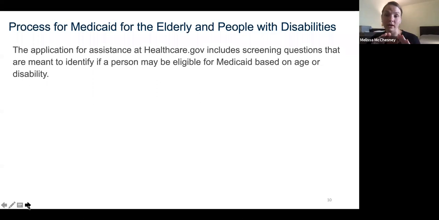Also at healthcare.gov, it's not going to stop them from enrolling into a plan just because they were assessed as potentially eligible based on a disability. They can still enroll in an ACA plan, but it's just important to know that that process happens, because it can sometimes be confusing for a client. They get enrolled in the ACA and then they get a letter from the agency with an application and they have no idea why. But that's potentially why that could happen.